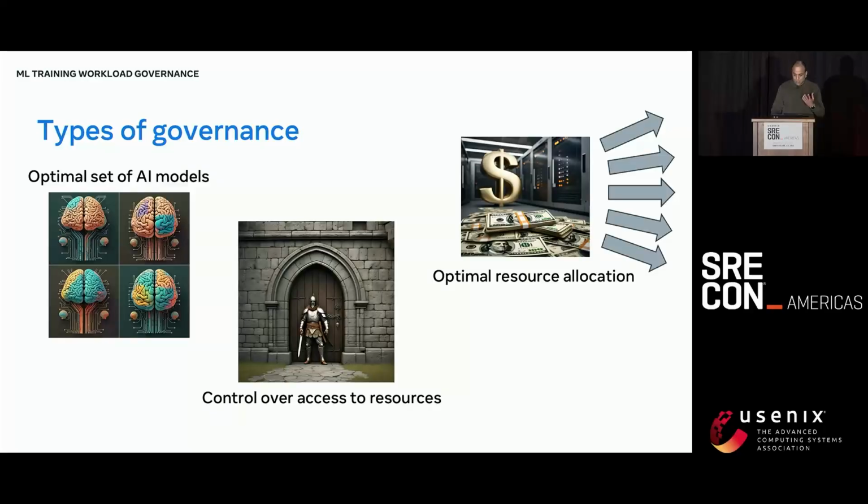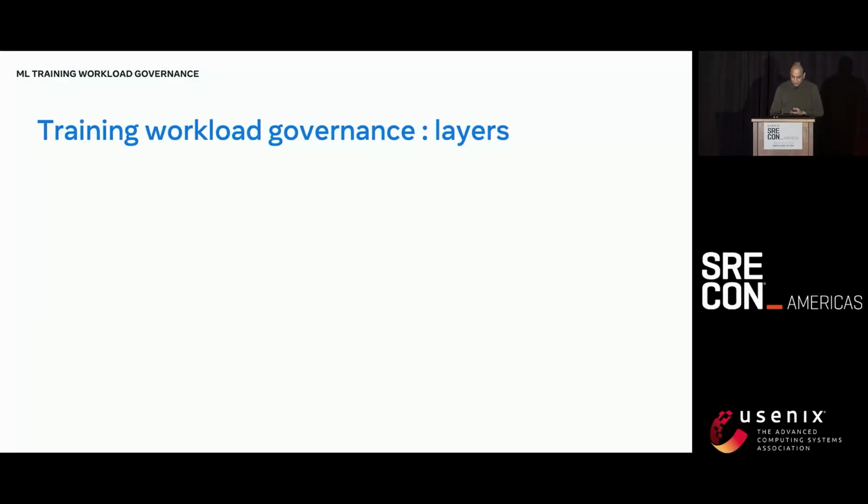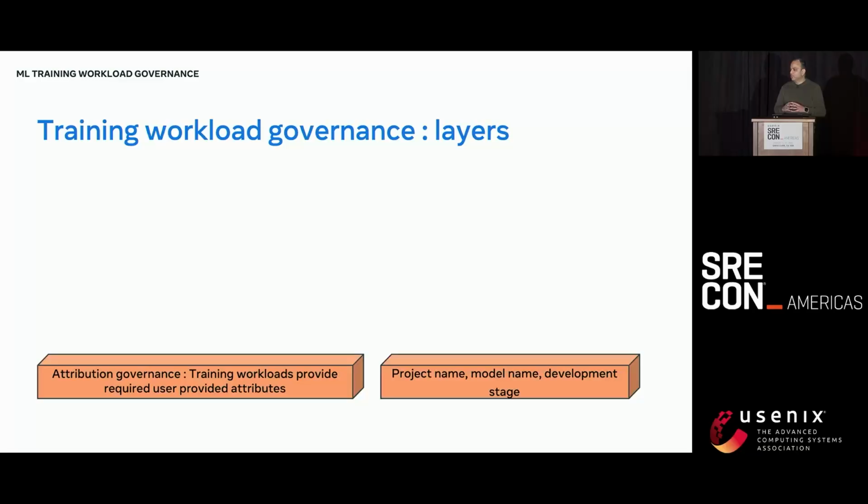In today's talk, we'll deep dive a little bit into one of those areas, which is training workload governance. And this is about governing the ML training jobs that are launched and use the ML training capacity. So if we look at the layers of training workload governance, the foundational layer is attribution governance. This is the layer that provides the purpose of the job. What was the project this job was associated with? What model type was this training? What is the development stage? Is this a production stage, or is it an early idea stage?